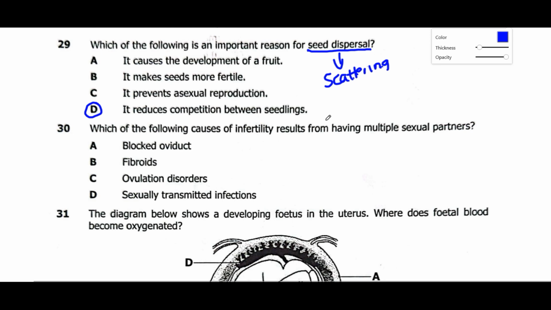Question 30. Which of the following causes of infertility results from having multiple sexual partners? The answer is D. Having multiple sexual partners will bring STIs. Some of these STIs can make someone become infertile. That was the point behind this question.